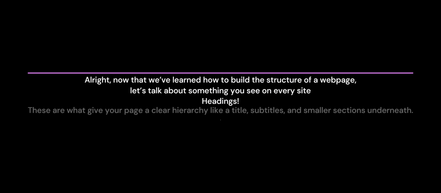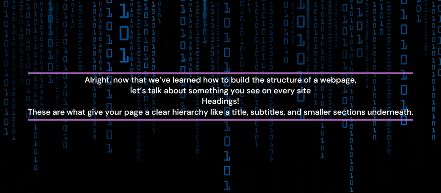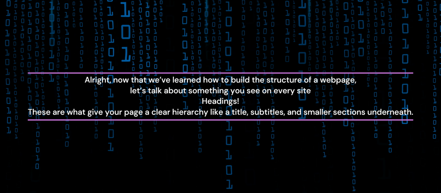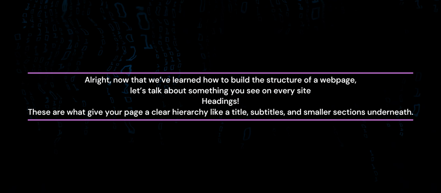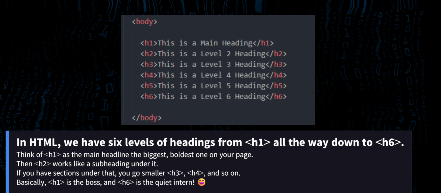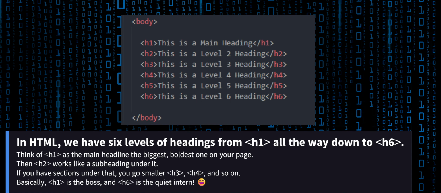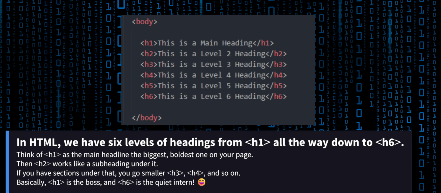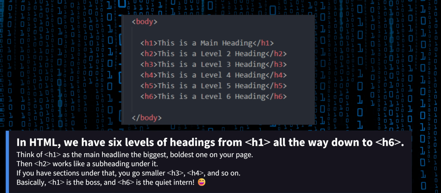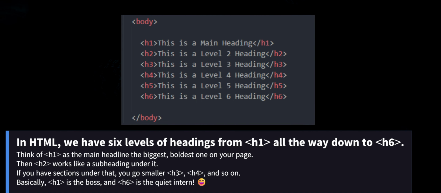Alright, now that we've learned how to build the structure of a web page, let's talk about something you see on every site. Headings. These are what give your page a clear hierarchy, like a title, subtitles, and smaller sections underneath. In HTML, we have 6 levels of headings from H1 all the way down to H6. Think of H1 as the main headline, the biggest, boldest one on your page. Then H2 works like a subheading under it. If you have sections under that, you go smaller, H3, H4, and so on. Basically, H1 is the boss, and H6 is the quiet intern.